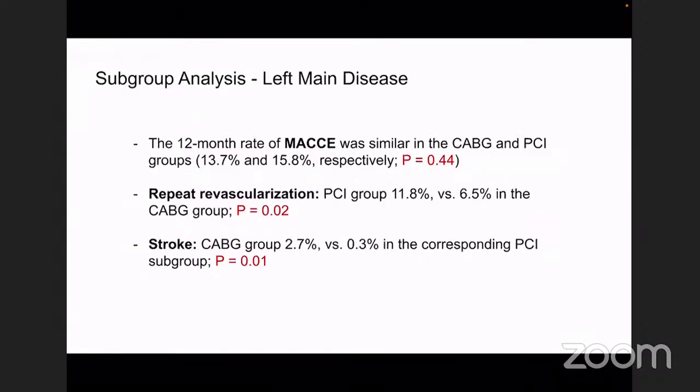They've done subgroup analysis for patients with left main disease and three vessel disease. For the left main disease subgroup, MACE at 12 months was similar between the CABG and PCI group. Repeat revascularization was higher in the PCI group. And for the stroke, it was higher in the CABG group with significant p-value.